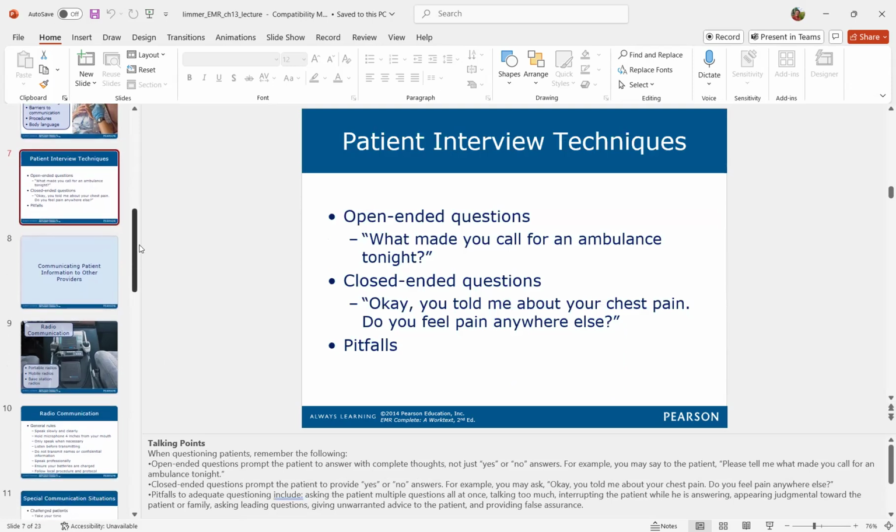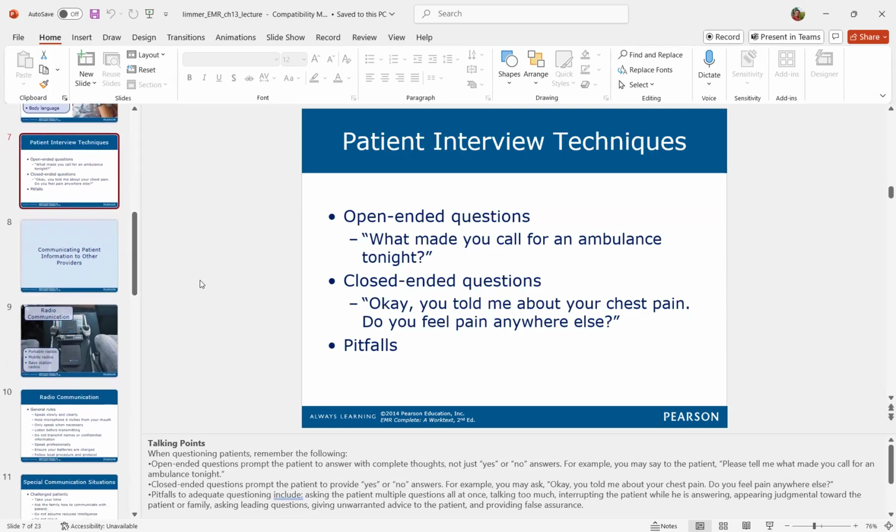So when questioning patients, we try to start with open-ended questions, prompting the patient to answer with complete thoughts, not just a yes or no answer. So if we ask somebody, please tell me what made you call the ambulance tonight or call 911, that's going to be an open-ended conversation on them telling you what's going on. And then from there, we're going to get their chief complaint. Close-ended questions prompt the patient yes or no. So we can use these like, are you having chest pain? No. Do you feel pain anywhere else? Yes. Where? So there are reasons to use open-ended questions and closed-ended questions.